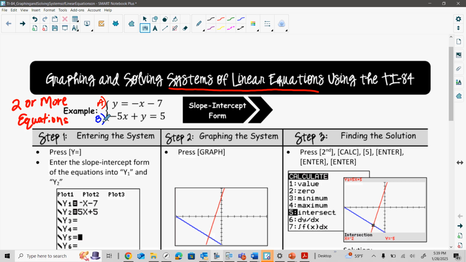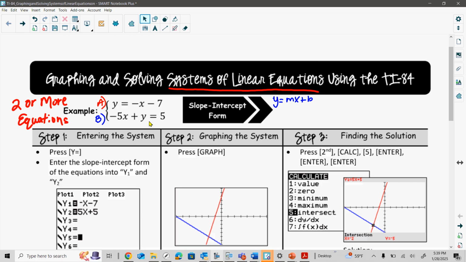Now, in order for the calculator to do the calculator trick, or to graph in the calculator period, excuse me, you need it in slope intercept form. And what is that? What's slope intercept form? Well, hopefully you've remembered that is y equals mx plus b. So basically, we need to be able to solve for y to work the calculator.